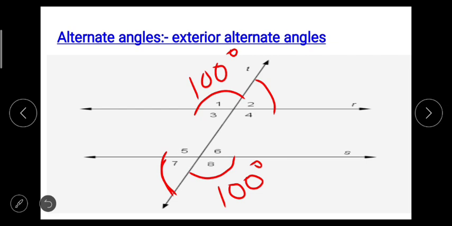Okay students, I hope you all have understood the properties of angles made by a transversal. If you have not understood this, you can ask me, or else I am going to revise this in our next lecture.